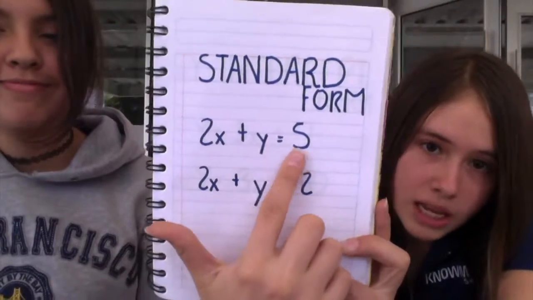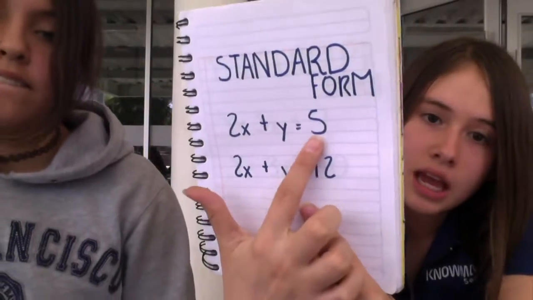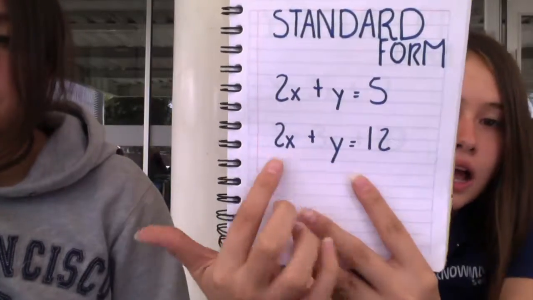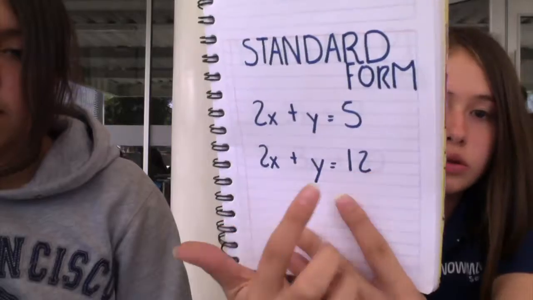And then there is the form when the problem doesn't contain a point. The first one is when it's written in the standard form. What you have to do is change the last number for another one with the same sign. An example could be 2x plus y equals 5. You only have to change the last number for another one. The result will be 2x plus y equals 12.